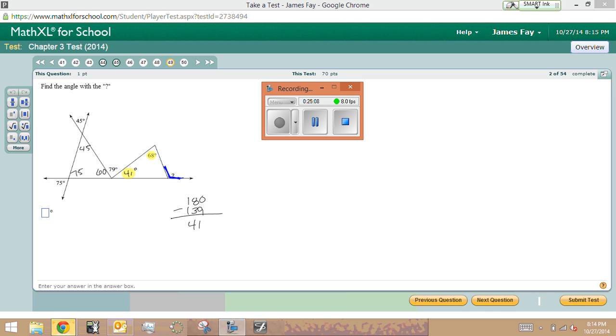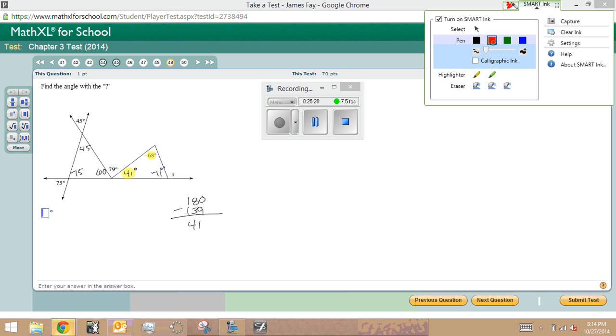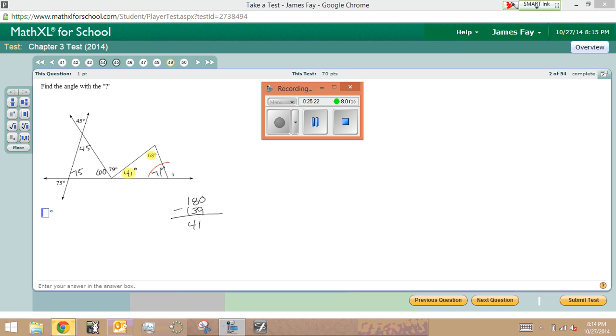Another way to do it is to say, okay, if that's 41, that's 68, that's 109 degrees. So that means that this has to be 71 degrees. And now I can look at these two angles as a linear pair. So take 180 minus 71, and I get the same 109 degrees for that outside angle here, that exterior angle.